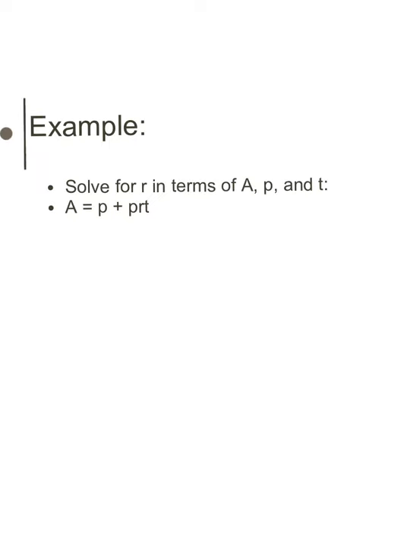The next one, another way they can word this is solve for r in terms of a, p, and t. Again, focus on the first part there, solve for r. That means I want to get the r, which is right here, by itself. This here, in terms of a, p, and t, just mean those are the other letters in the question. So again, the first thing I want to do is add or subtract. I'm going to move this p over to the other side. So now I have capital A minus p equals PRT.